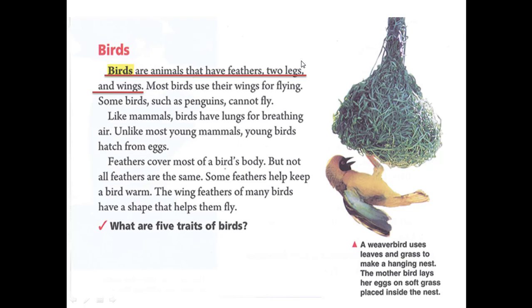After that, we studied birds. Birds are animals that have feathers, 2 legs, and wings. And most birds use their wings for flying, and some birds, such as penguin, cannot fly. Like mammals, birds have lungs for breathing air. And unlike most young mammals, young birds hatch from eggs, and feathers cover most of the bird's body, but not all feathers are the same. Some feathers help keep a bird warm, and the wing feathers of many birds have a shape that helps them fly.